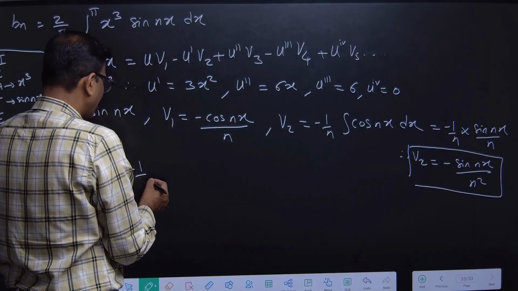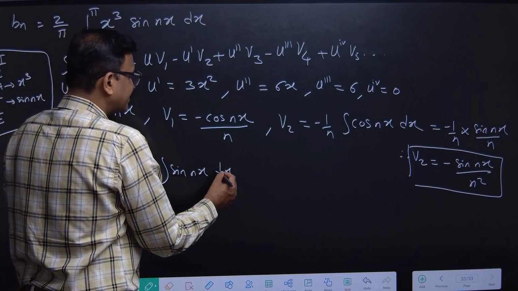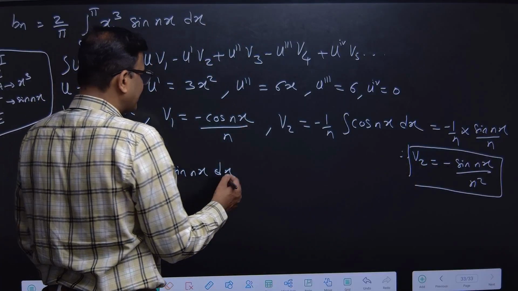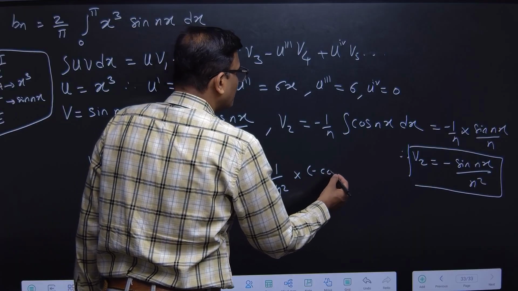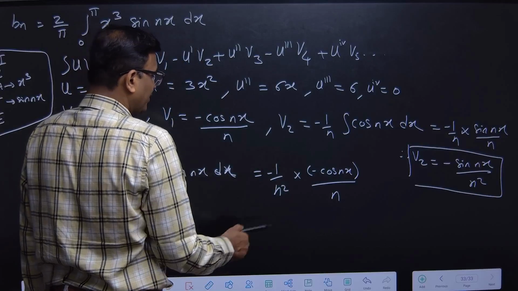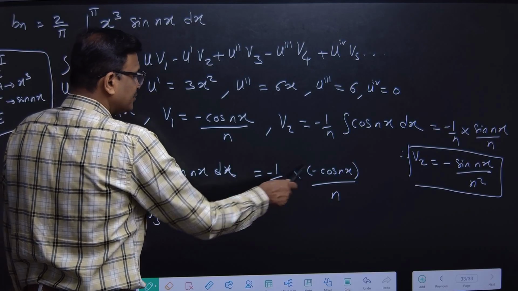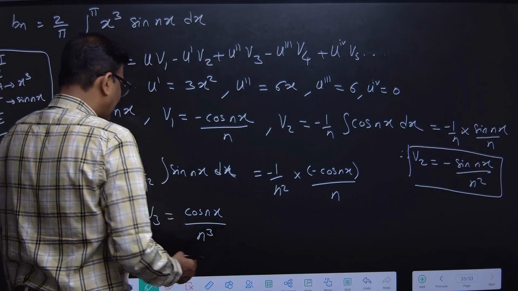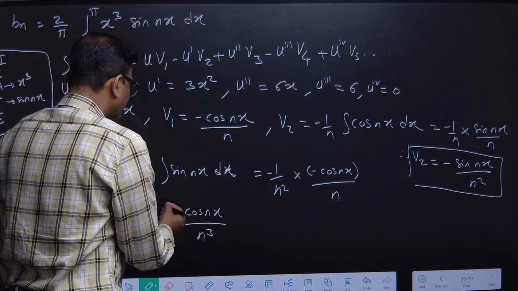I'll take that minus 1 upon n square outside. It will be the integration of sine of nx dx. And again we know the integration of sine nx dx is minus cos nx upon n. So minus 1 upon n square into minus cos nx upon n comes out to be, minus into minus will be plus, cos nx upon n cube as our V3. And we still have the term u triple dash, so we'll need V4 also.